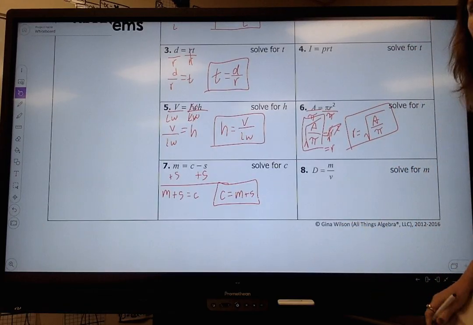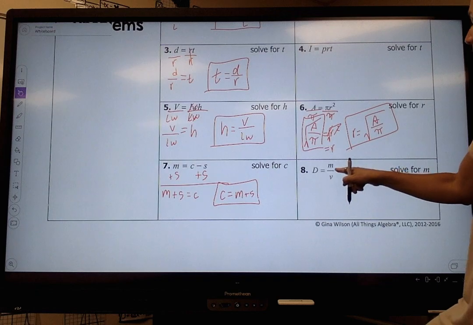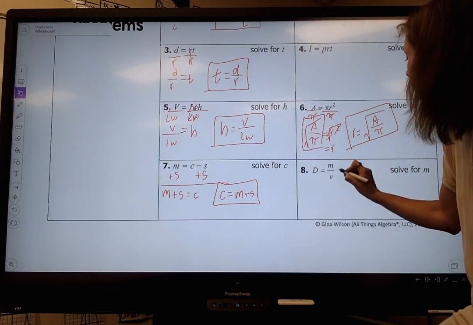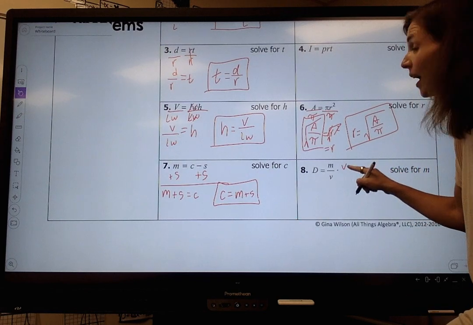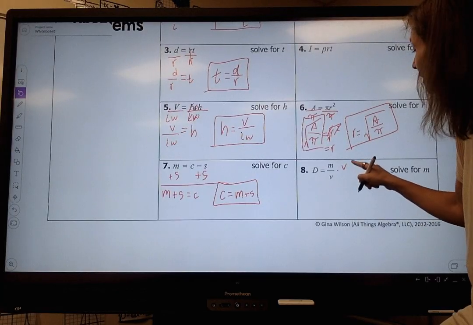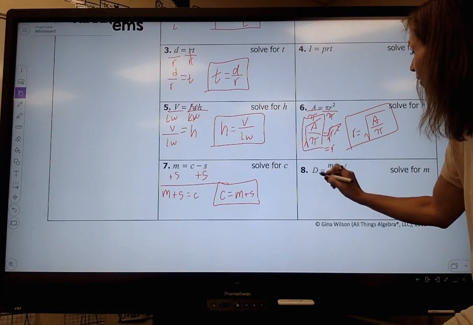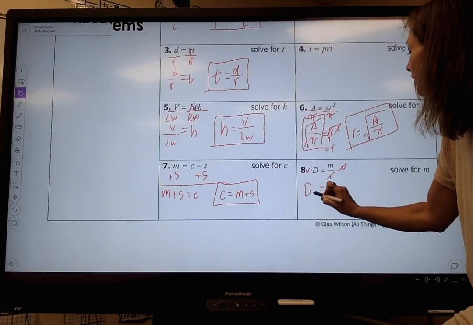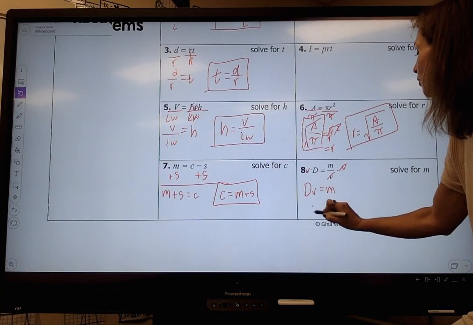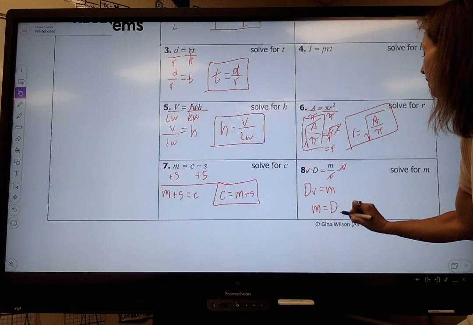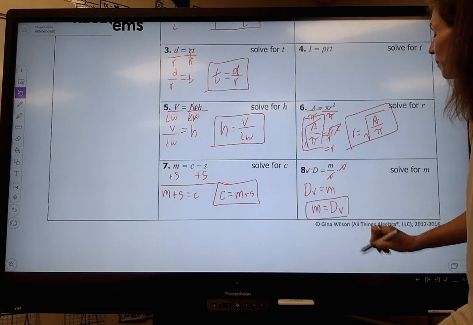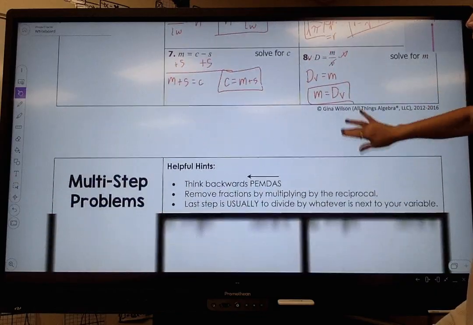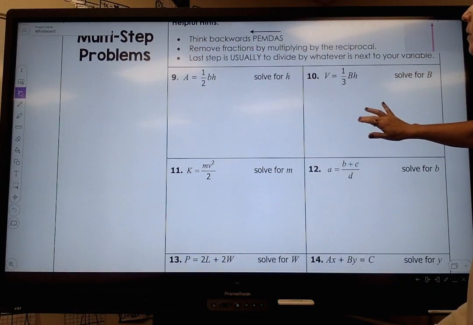Okay? All right, let's take a look down here. How do you get m by itself? Multiplicative inverse. You multiply both sides by v. I put v on top so you can see that my numerator and denominator cancel out. Whatever you do to one side, you do to the other side. So I have dv equals m. Symmetric property says m equals big D little v. All right, let's go to the next page and take a look at some more.